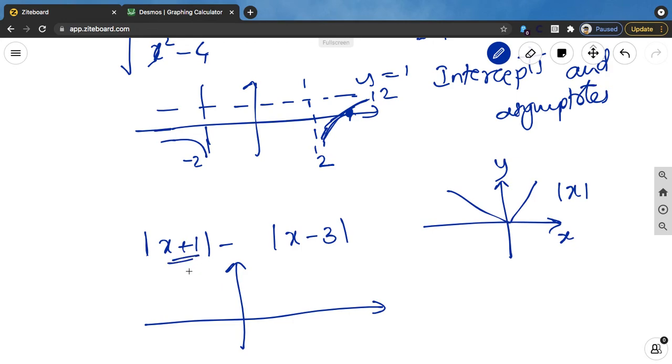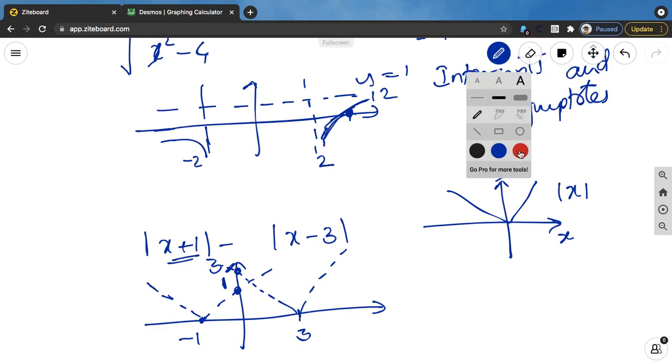x plus 1 means horizontal translation by 1 unit. So it is at -1. And when x is 0, y is 1. So these are the intercepts, and this is how the function looks. What is x minus 3? It is shifting 3 units to the right. So here, and when x is 0, y is 3. That's the y-intercept. The question says x plus 1.